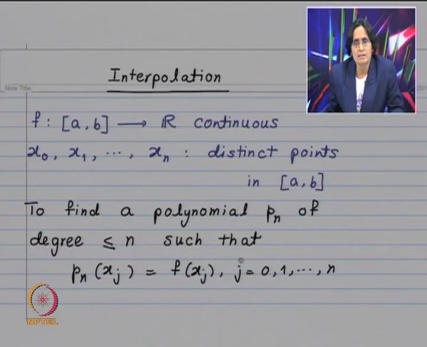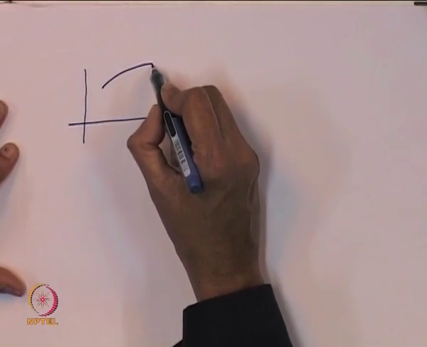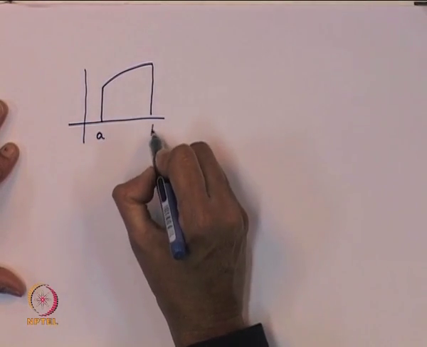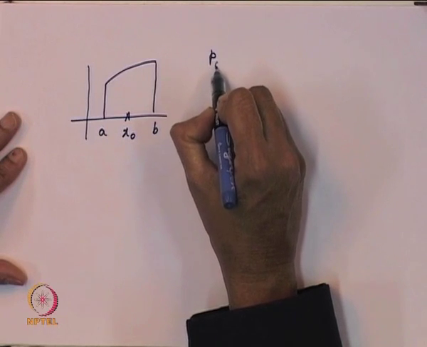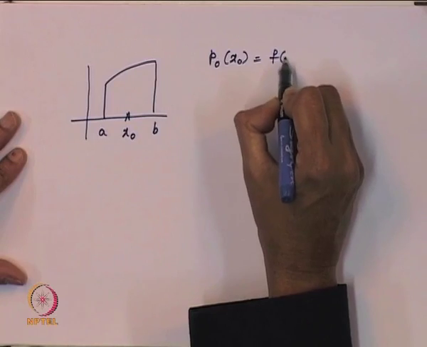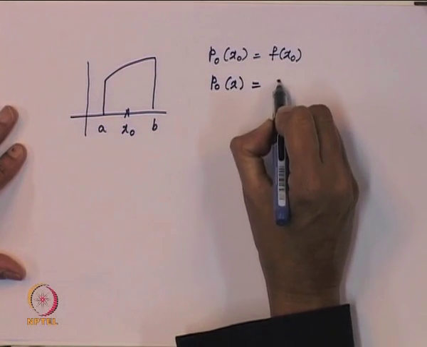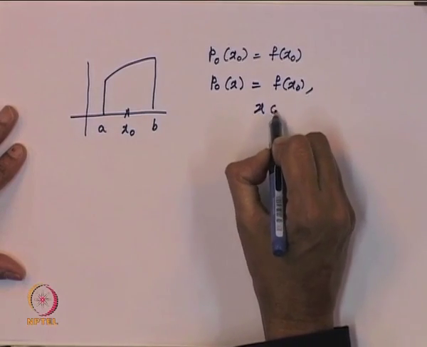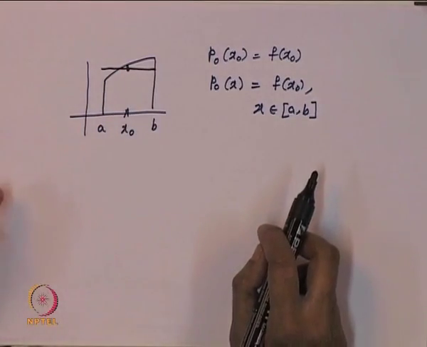So, first let us look at the case when n is equal to 0. That means we have one point in the interval a b and we want to find a constant polynomial. Suppose the function has a graph like this. This is interval a b and this is point x 0. We want to find a constant function such that p 0 at x 0 is equal to f x 0. So, it is immediate that such a polynomial is p 0 x equal to f x 0 for all x belonging to interval a b. That means we are looking at the value here and then we are just considering the constant function.